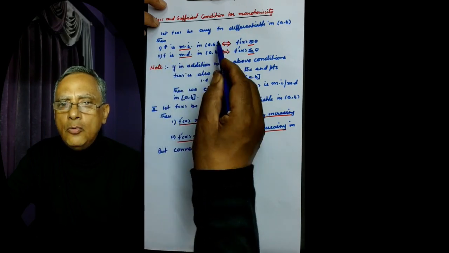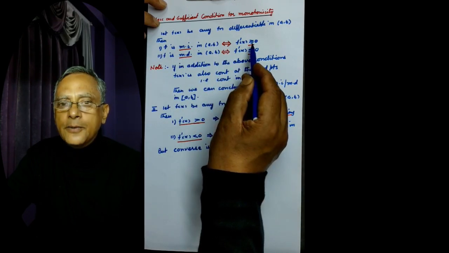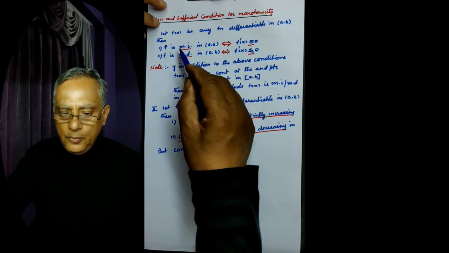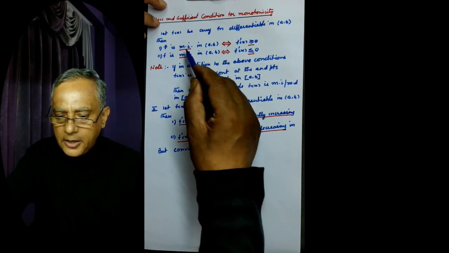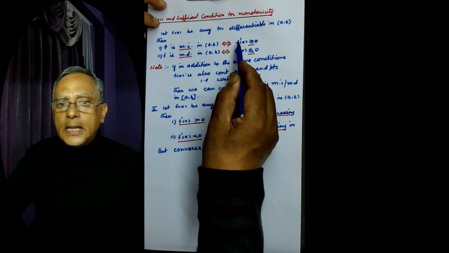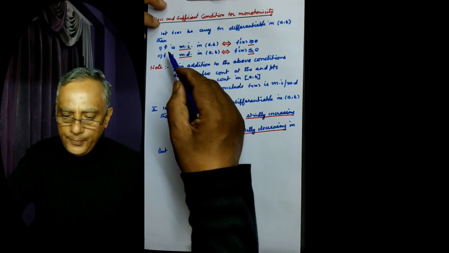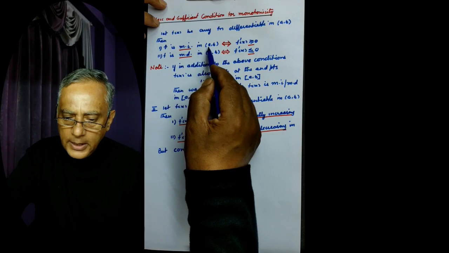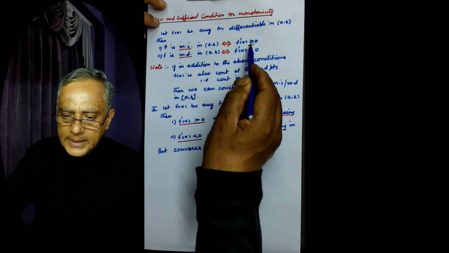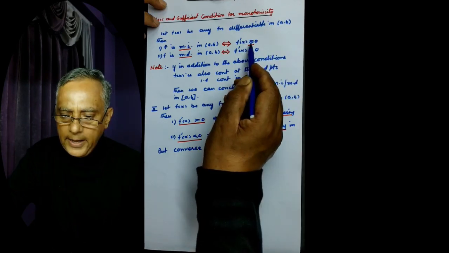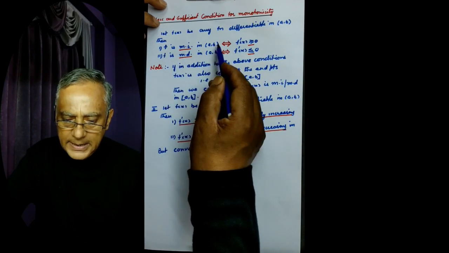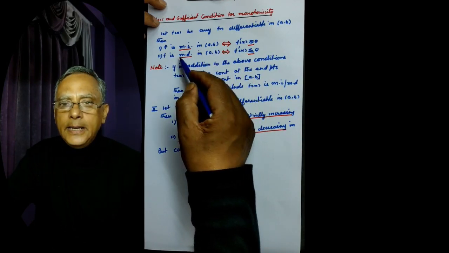The result is true both ways. It is a necessary and sufficient condition. We can say it is a necessary and a sufficient condition, or the result is true both ways. That is, the converse is also true. f is monotonically increasing in (a, b) implies f'(x) is greater than or equal to 0 in (a, b), and f'(x) greater than or equal to 0 implies f is monotonically increasing in (a, b).